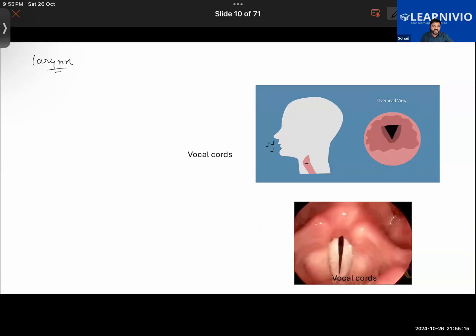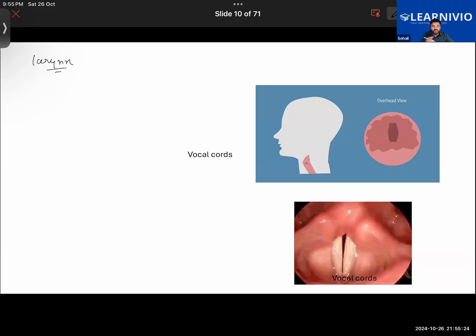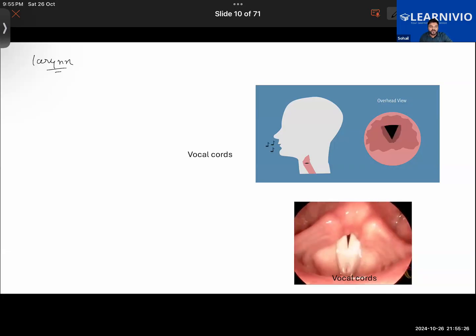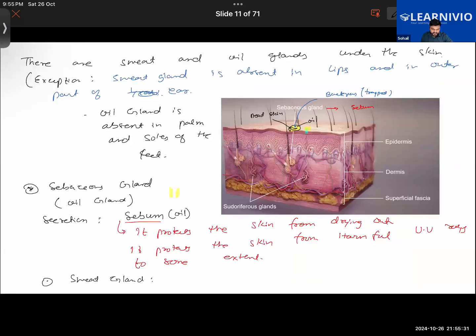By the way, the size of the larynx is more in the case of the boys and it is smaller in the case of the girls. So thereby the voice of the boys is deeper. They have a low pitch, while the girls have a high pitched voice.